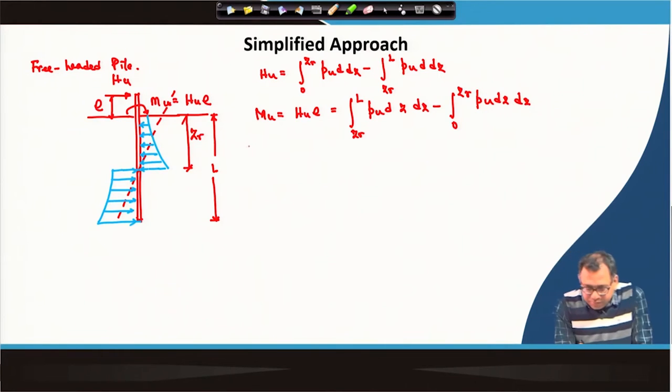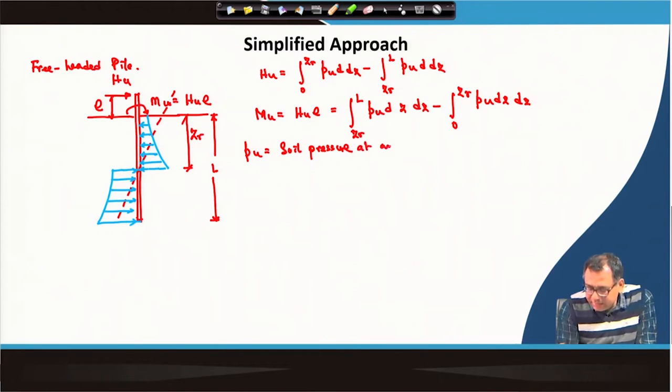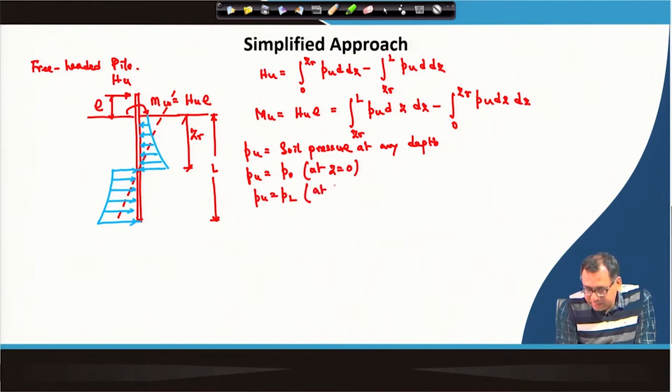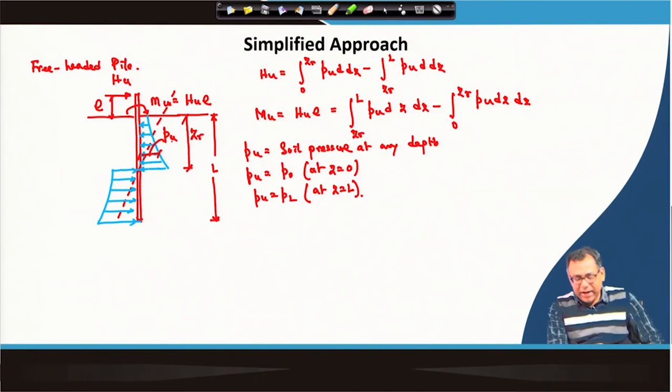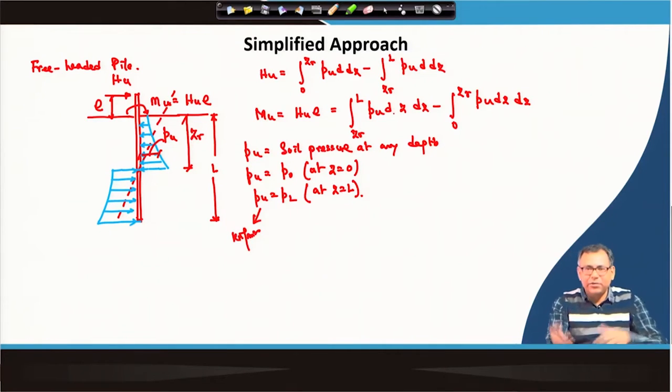Okay. Now, what is p u? p u is the soil pressure, and it varies from p 0 to some value. So, that means p u is the soil pressure at any depth. p u is equal to p 0 at z equal to 0, and p u is equal to p l at z equal to l. So, this is basically at any point p u, which is soil pressure, and the unit is kilonewton per meter square, and if I multiply with d, it will be kilonewton per meter, that we are doing for all the cases.